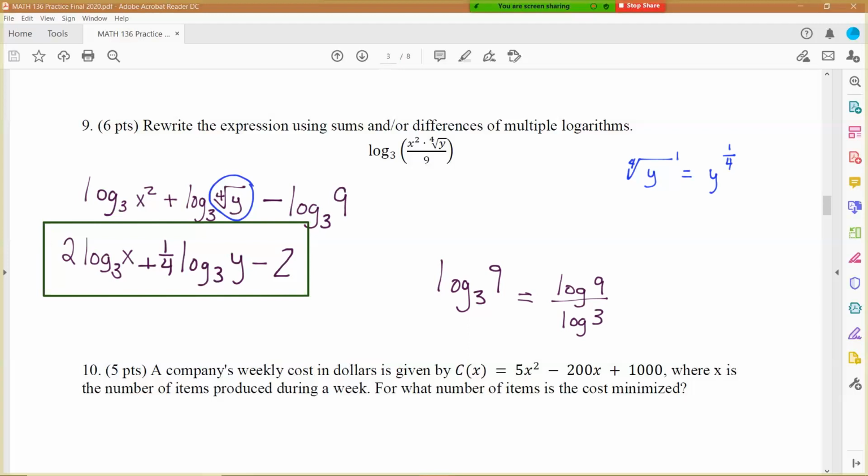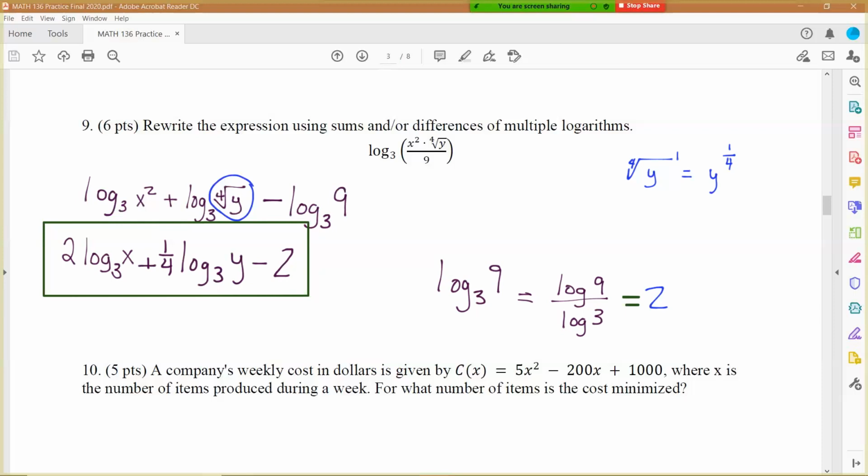You just type it in your calculator. Oops, I can't type 2 in the box. So log's right underneath the second button. So log 9, close your parentheses, divided by log 3. You get it?